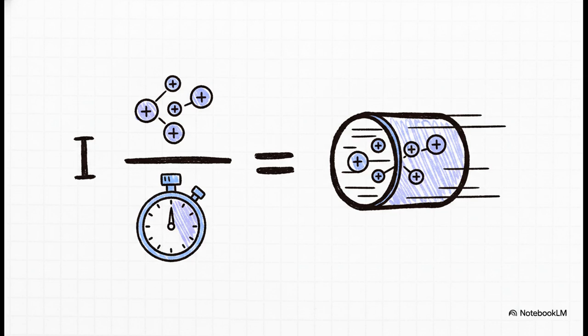And you know, in physics, we love to measure things precisely. The formula for this is actually pretty straightforward. Current, which we use the letter I for, is simply the amount of charge, Q, that flows past a point divided by the time, T, it took. It tells us exactly how much charge is zipping through that wire every single second.